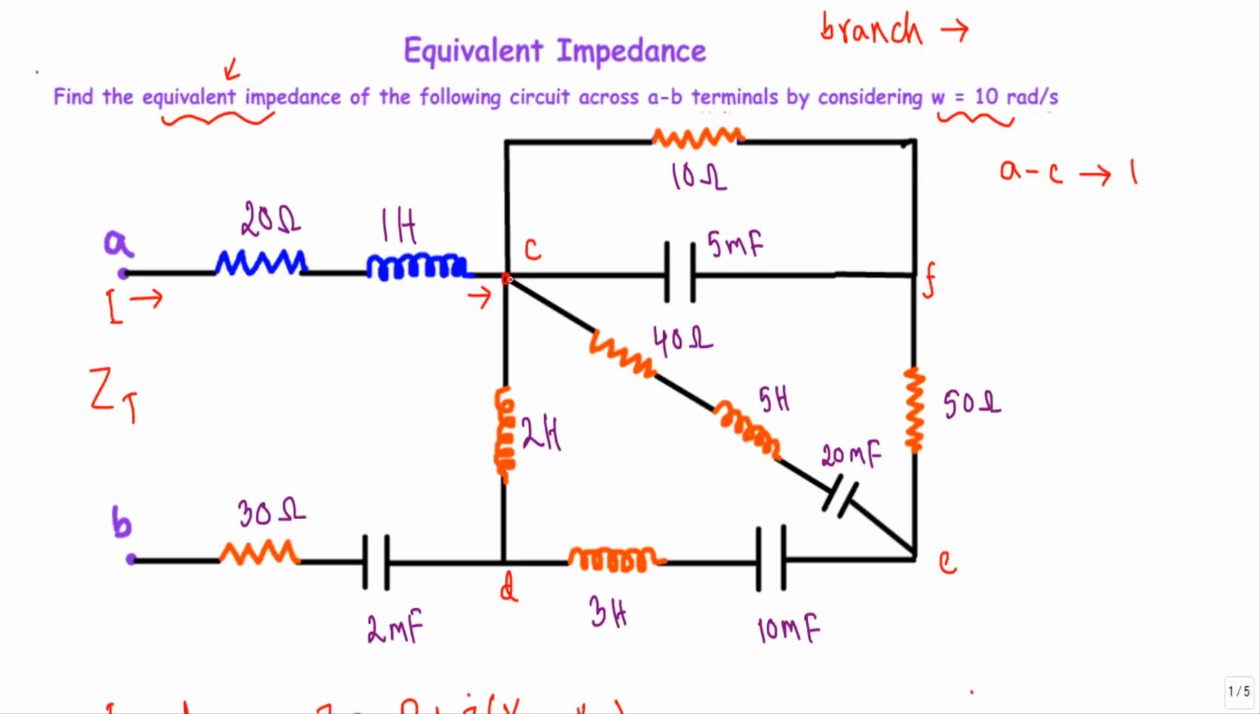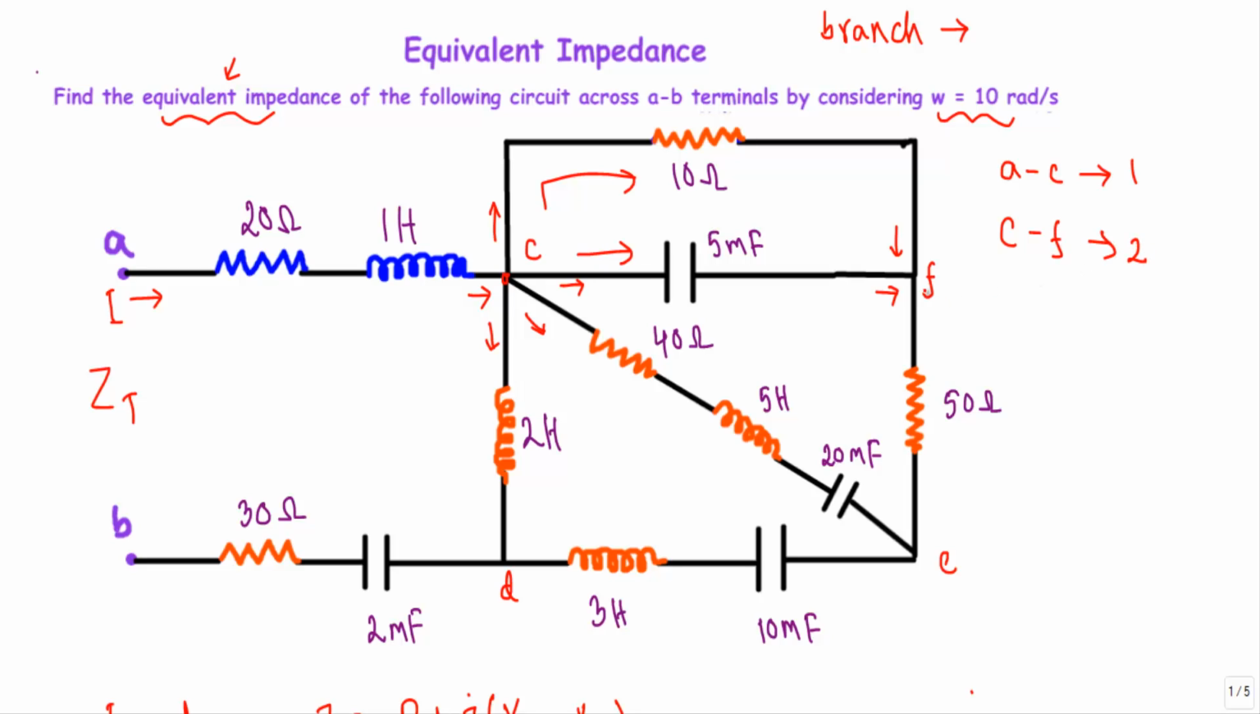Now when the current gets into this C point, it will have a total of 4 paths to divide. One is in this direction, another portion is in this direction, another in this direction, and another in this direction. The current outgoing from this C terminal will return to this F terminal through this 10 ohm resistor. The current outgoing in this direction will be incoming to this F terminal. So from C to F I will have a total of 2 different paths for current flow, so I will get a total of 2 branches from C to F.